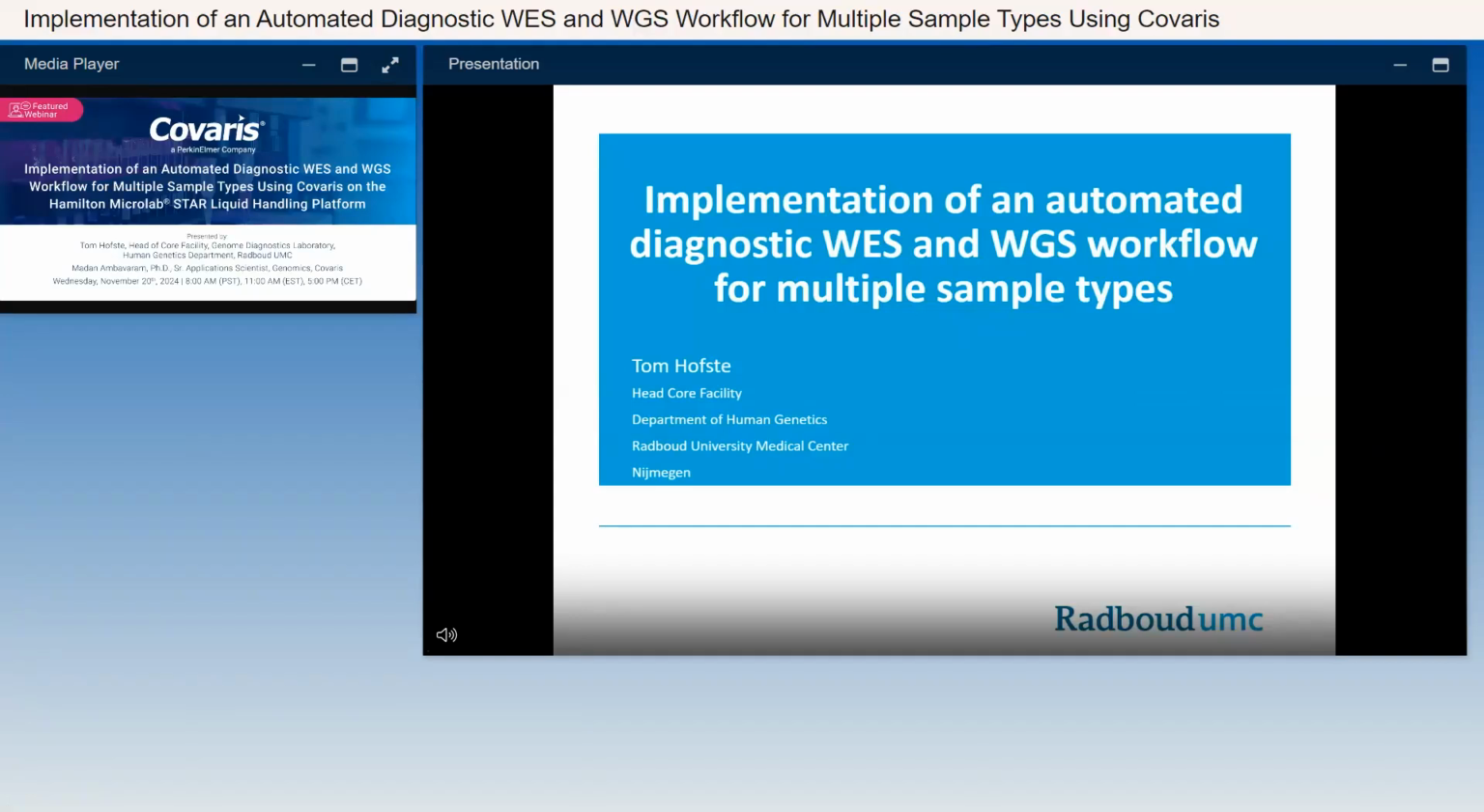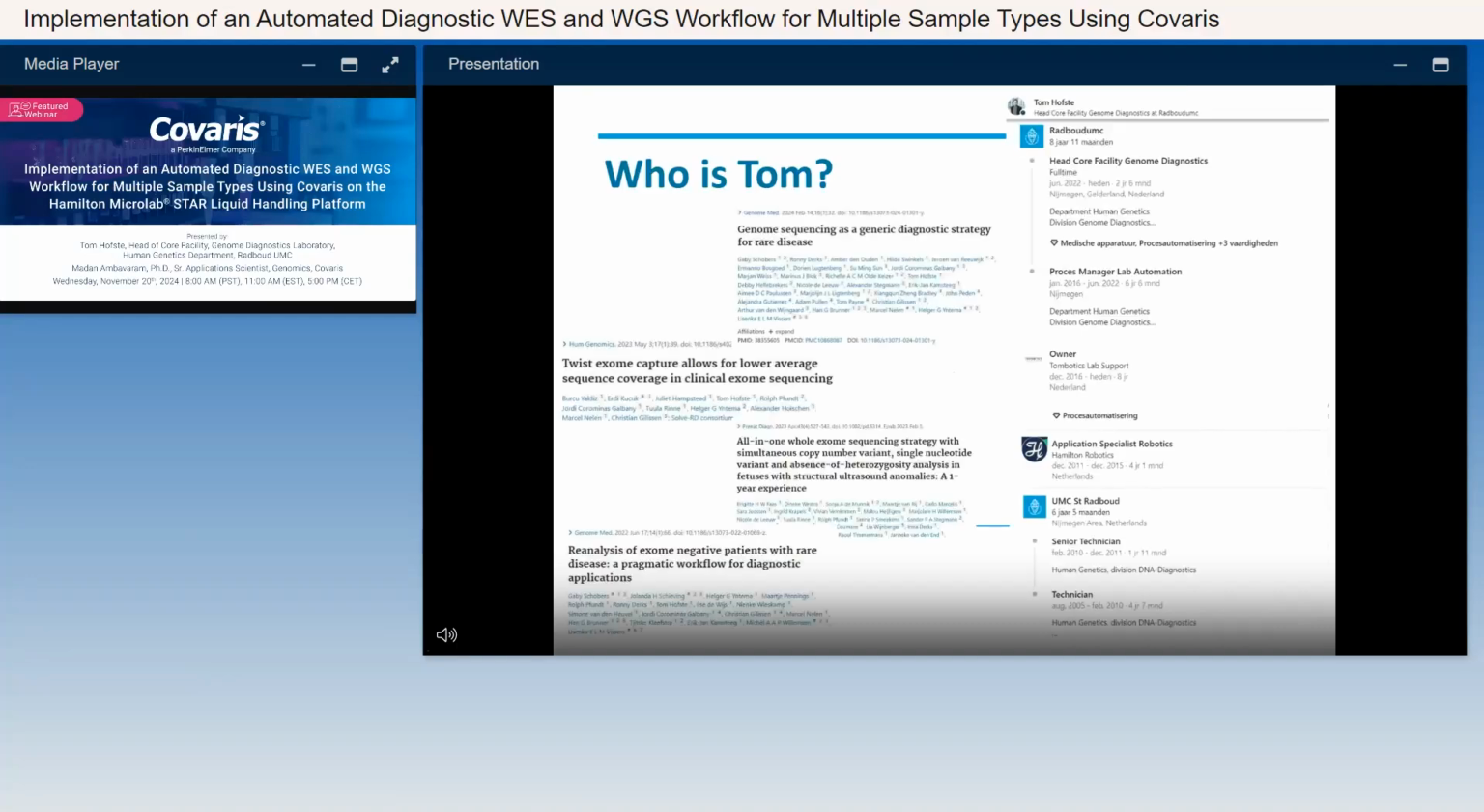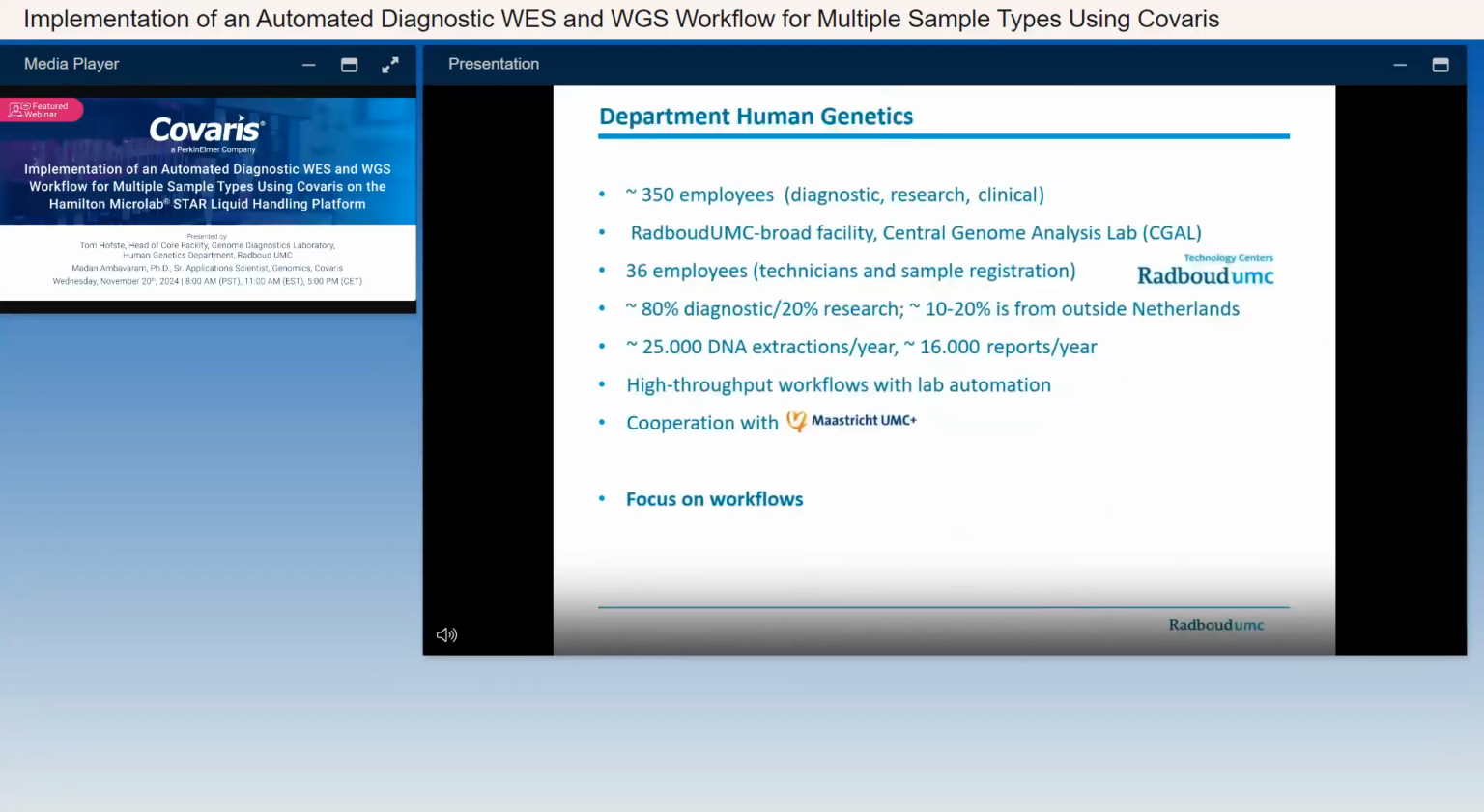My presentation will go on with the implementation of an automated diagnostic exome and whole genome workflow for multiple sample types. My name is Tom Hofste, and I have worked for several years at the Radboud UMC as head of the core facility at the Genome Diagnostics. I started as a technician. I have a lot of knowledge about lab automation and experience, and I want to walk through this presentation with you, together, and show how we set up our workflows.